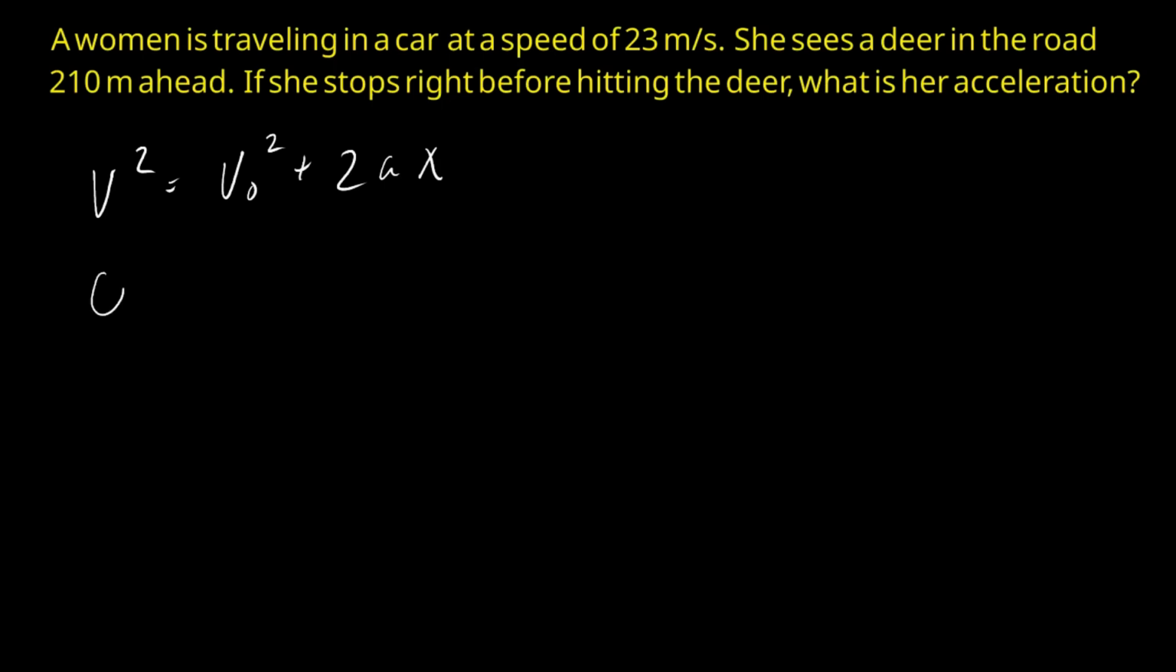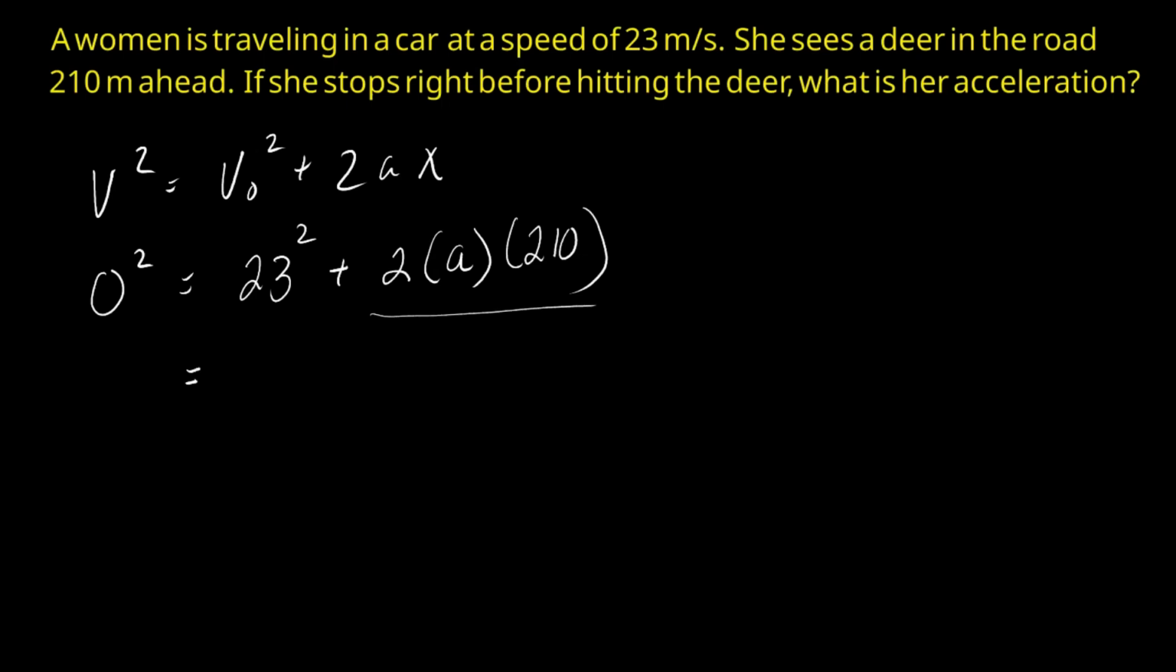All right, so the final velocity is going to be 0 squared. The initial velocity is 23 squared plus 2 times the acceleration times x, which is 210. Okay, so let's take this to the other side. So 2 times 210 is 420, and it's going to be negative. So that's going to equal 23 squared. And I need to put my a right there.